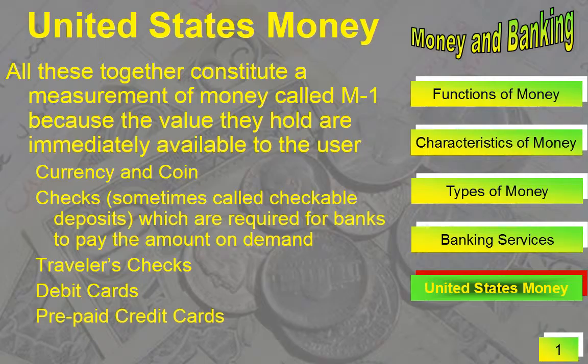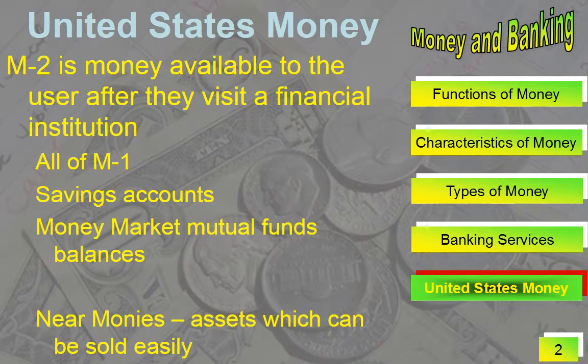Now, the next level, M2, is all the money that's available to a consumer after they visit a financial institution. So, you're at the Target cash register and you say, oh, I forgot my wallet. It's in the car or something like that. Or you're a little bit short on money. And you have to go to the bank in order to get the rest of the money. So, M2, first of all, the money that was immediately accessible to you is still accessible to you after you go to the financial institution. So all of M1 is inside the number for M2.